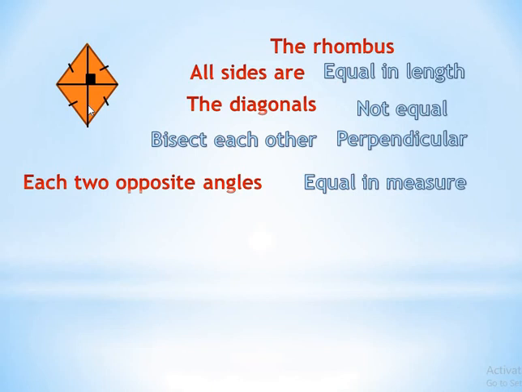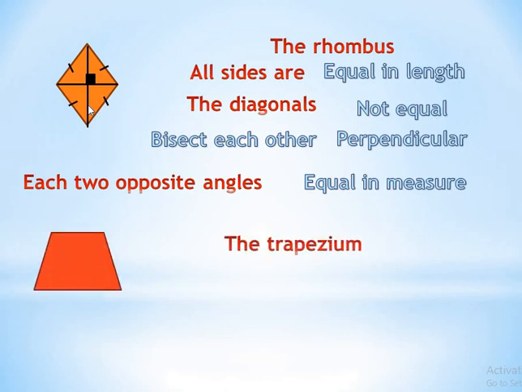If the sides are equal, so the diagonals will be perpendicular. Let's think what is the common property between the rhombus and the square. Rhombus and the square, all sides are equal. The difference between them, the diagonals are not equal, and the angles are not right angles. The last shape is the trapezium. What about the trapezium? It has only 2 parallel bases.